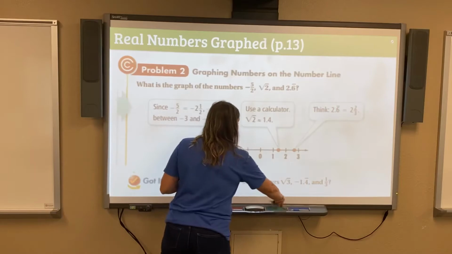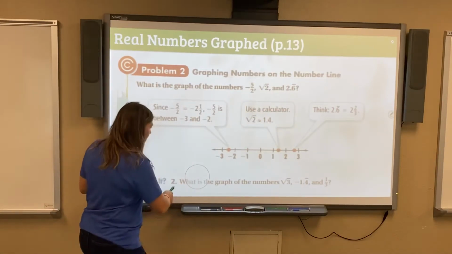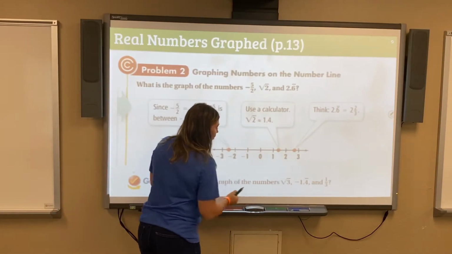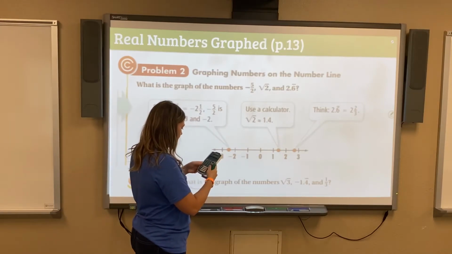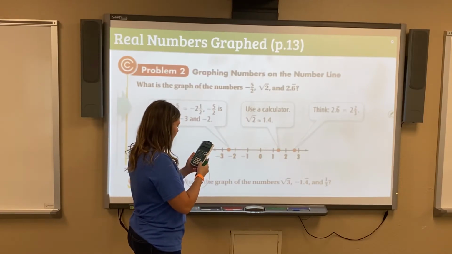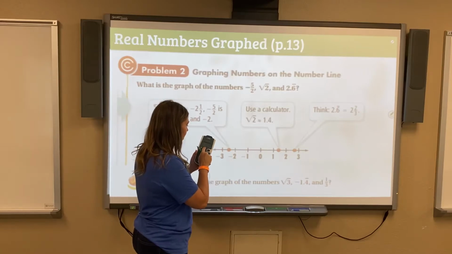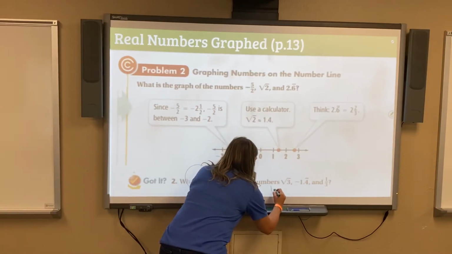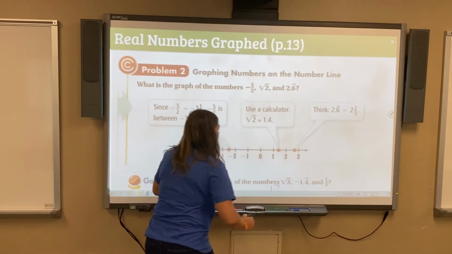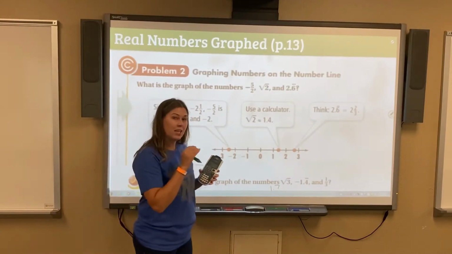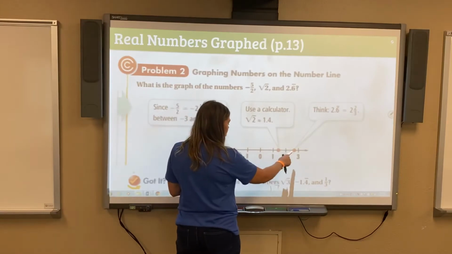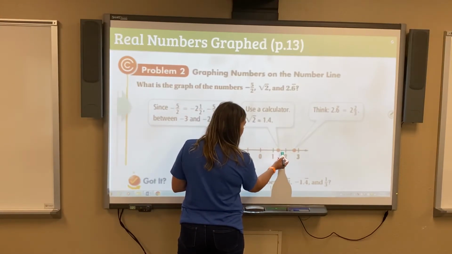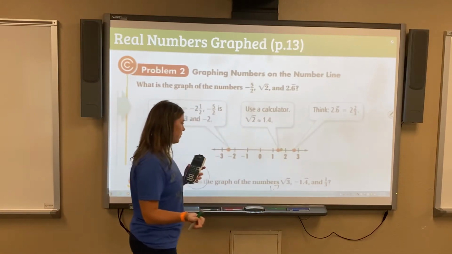So in green, I'm going to represent what is the graph of the numbers, the square root of 3. The square root of 3 is 1.73205. Okay, so that is 1.7. 1.7 is a little over halfway between 1 and 2. So that little over halfway is right there. It's closer to the 2 than it is to 1.